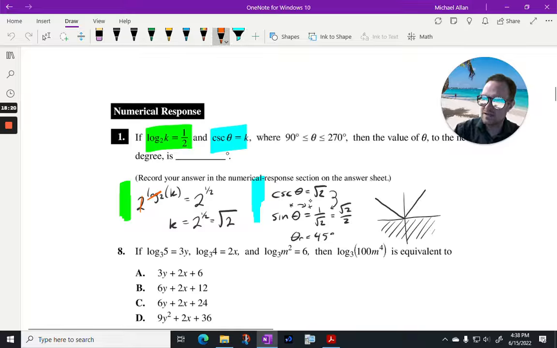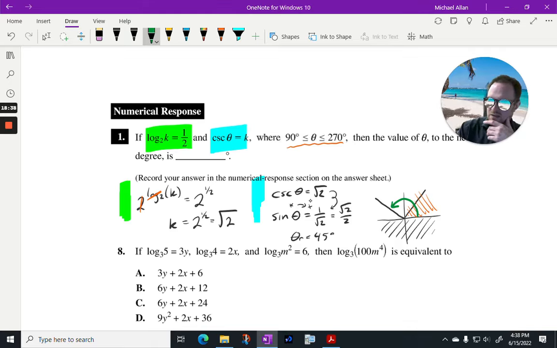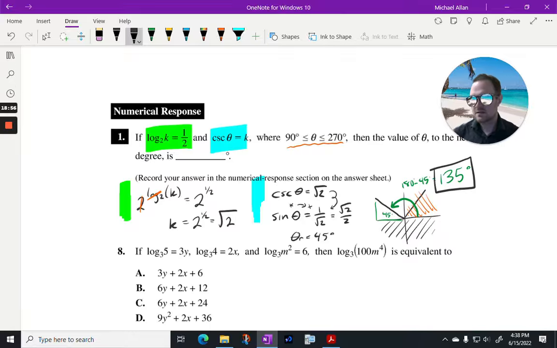But this is limiting us just to this second quadrant here. So we're trying to find this angle going around here. Okay, so I know the reference angle is 45. I'll put 45 degrees in here. So this is going to be 180 minus 45. So it's going to be 135. And there's our answer, 135. So just put a box around it. That's 135.